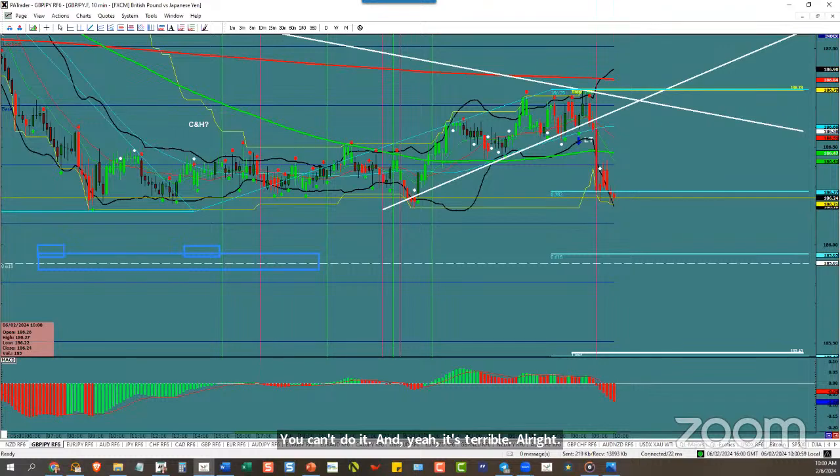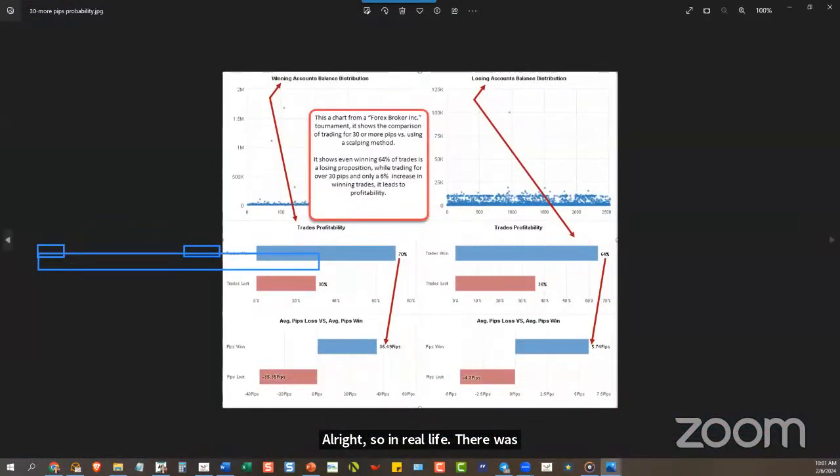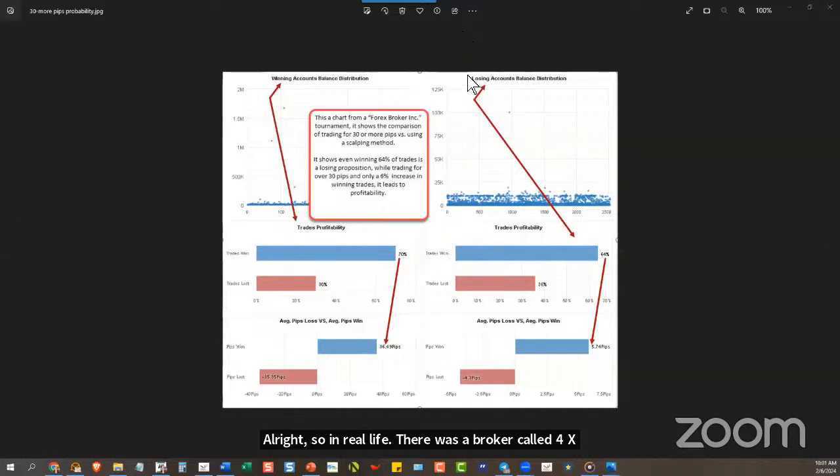But there is something that I'll prove it to you because it's been done in real life. All right. So in real life, there was a broker called Forex Broker. Forex Broker did a trading contest, and some guy won it. At the end of it, they took a look at all the losing accounts. And the losing accounts got the trade right 64% of the time. Yeah, exactly, Jerry. But they all lost money because they were scalping 5 to 8 pips.